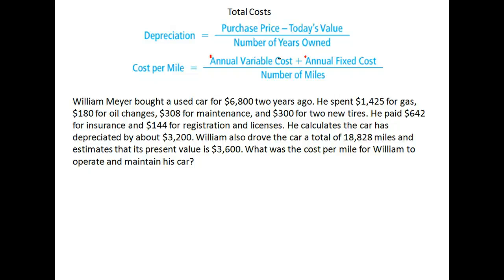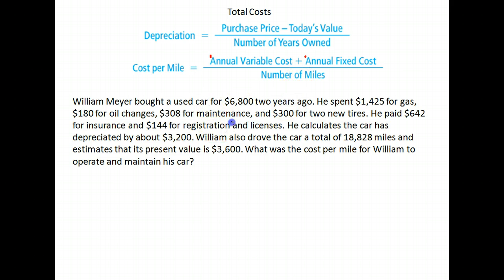Your insurance is a fairly fixed cost. Okay, they redo it annually. And then you divide by the number of miles you've driven. So you take your total cost divided by the number of miles, and that will tell you how much it's costing you for every mile you drive that car to operate it.